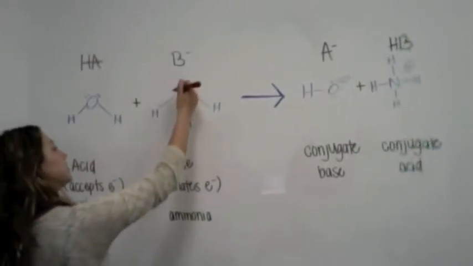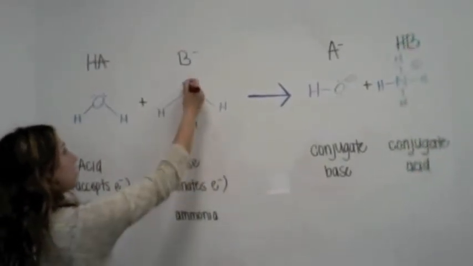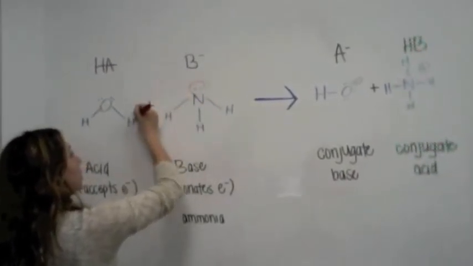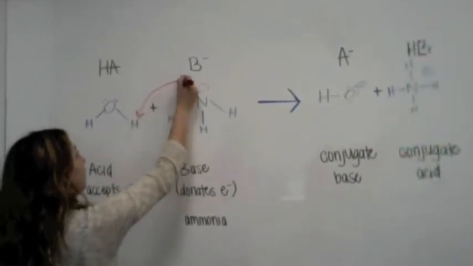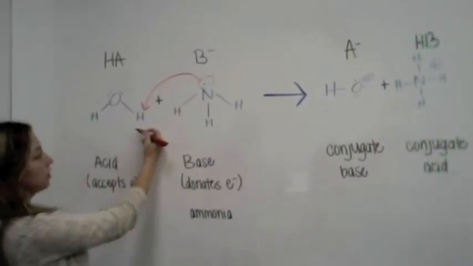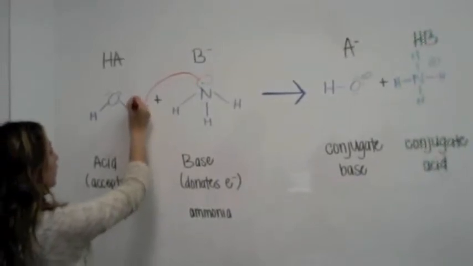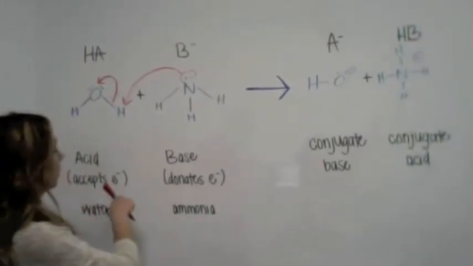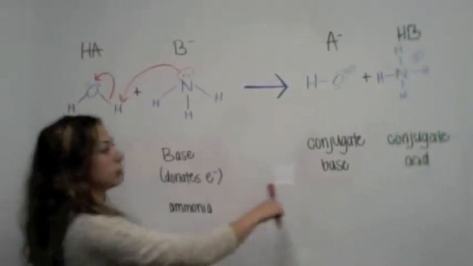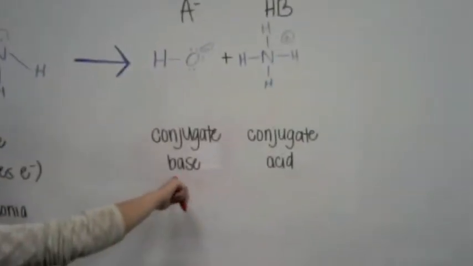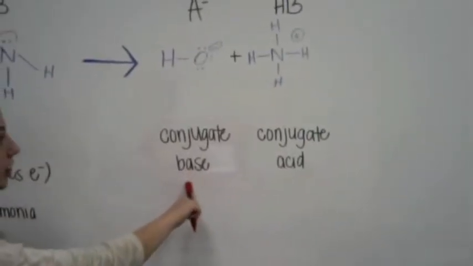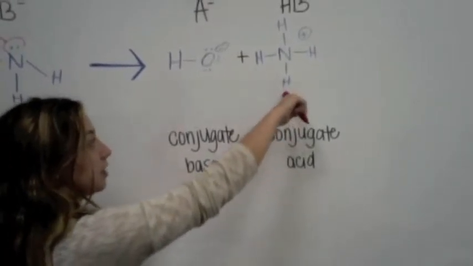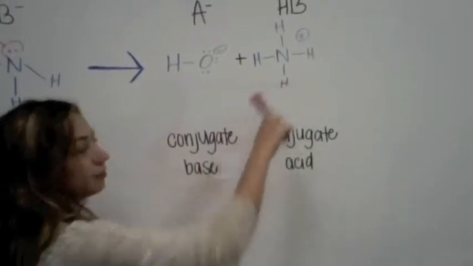In this example, we have water and ammonia, and the ammonia has a lone pair at the top. These electrons are going to bond with the hydrogen, and the hydrogen can't have more than 2 electrons bonded to it, so its bond will break, and those electrons will go to the oxygen. So the water, which was an acid at first, will turn into a conjugate base because it has more electrons and it's missing the hydrogen. And the ammonia will be the conjugate acid because it accepted the hydrogen.